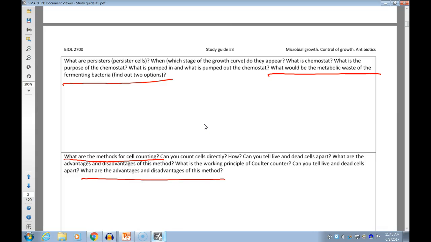Advantages and disadvantages. When I ask this, I mainly focus on live versus not live, and time consumption, and probably most important, the bias of whoever does the method. The researcher bias, okay? The technician bias. When you count cells yourself, you're biased, okay?